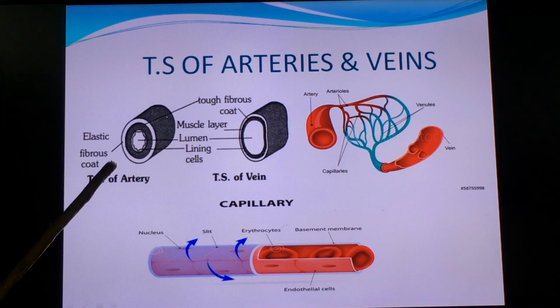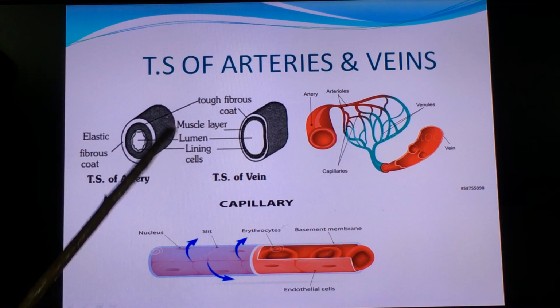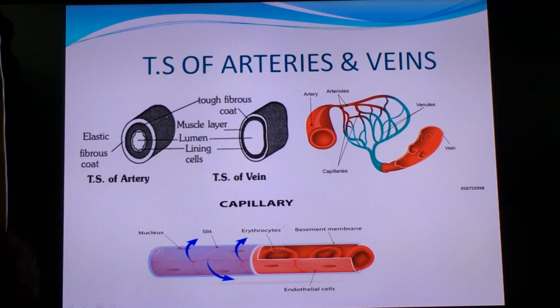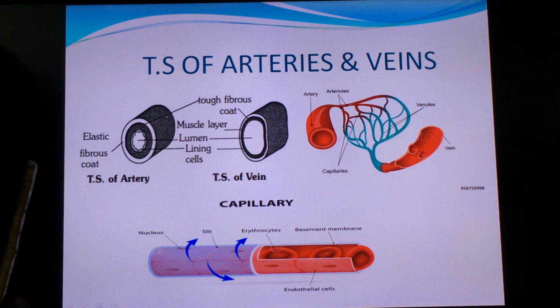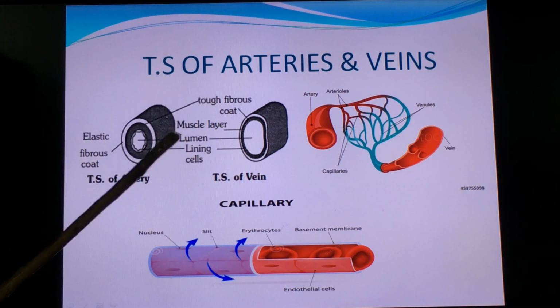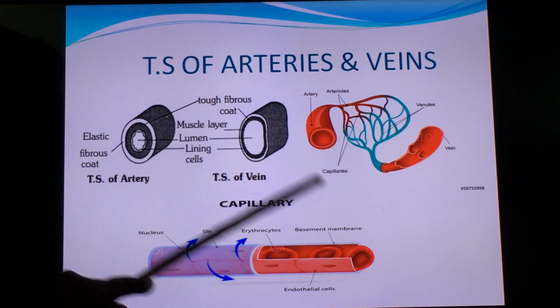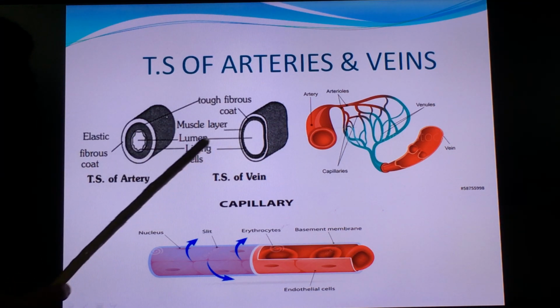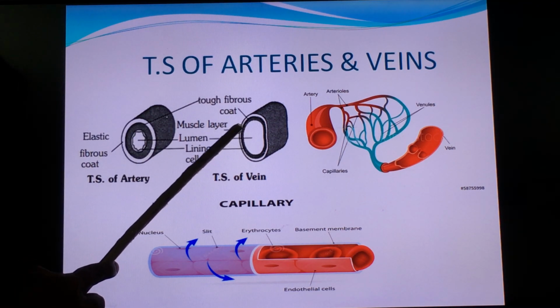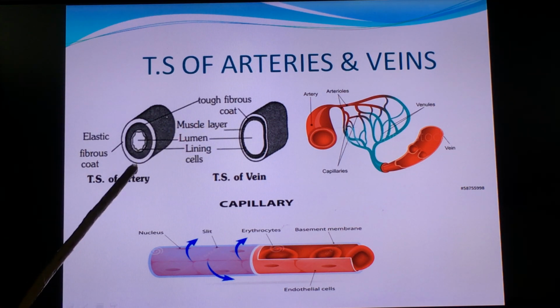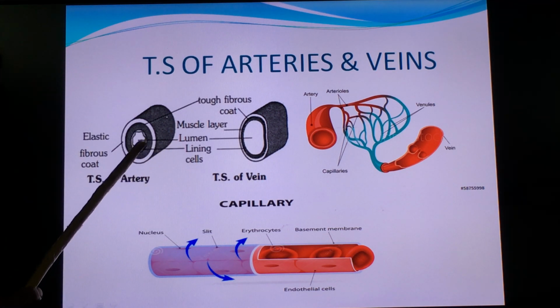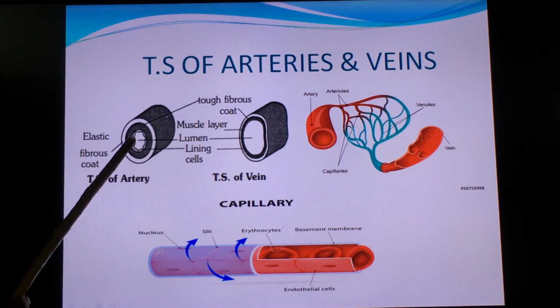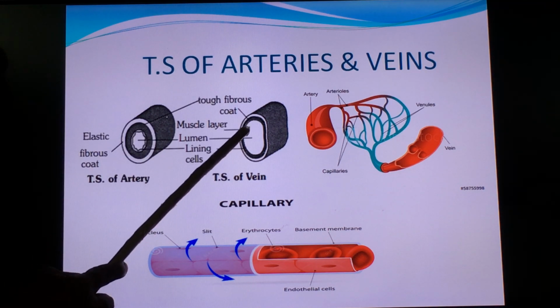First, let us discuss the lumen. Do you remember lumen? We can compare blood vessels with water tubes. If you observe water pipes, we can find an empty space inside the tube, that is called lumen. Here also we can find an empty space inside the blood vessel, that is called lumen. Let us observe the differences between TS of artery and TS of vein. Here artery has a small lumen, veins have a large lumen.